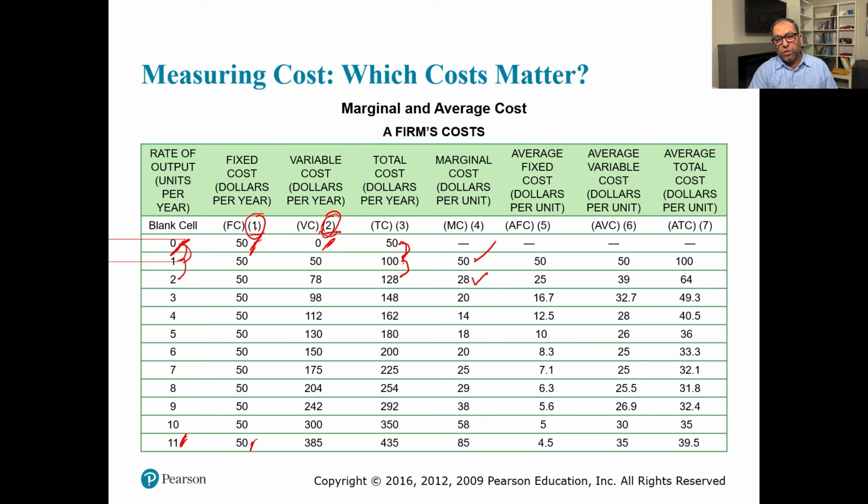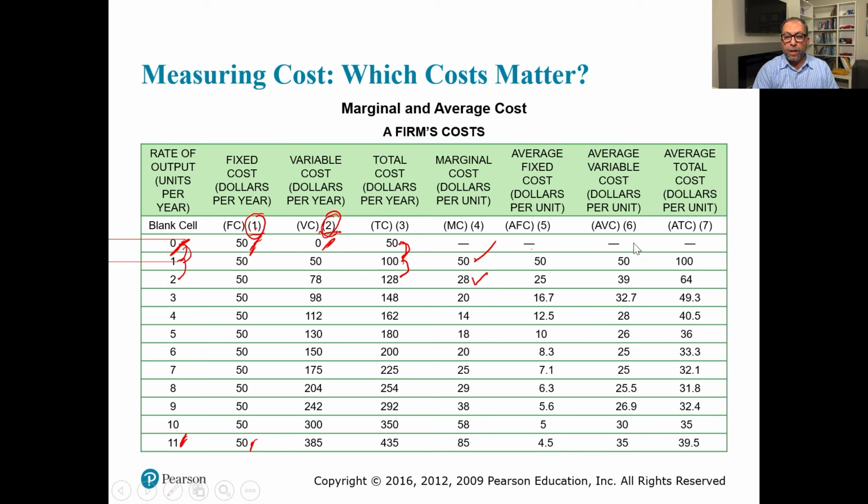Now averages: we can see here these are the averages per unit of output. So we can say fixed cost divided by output. Because the output level in the first row is 0, we cannot determine it. But when it is 1, 50 divided by 1 is 50, 50 divided by 2 is 25, 50 divided by 3 is 16.7. So this is the average fixed cost. You see it is always decreasing because the number of units we are producing increases, and we divide by them.